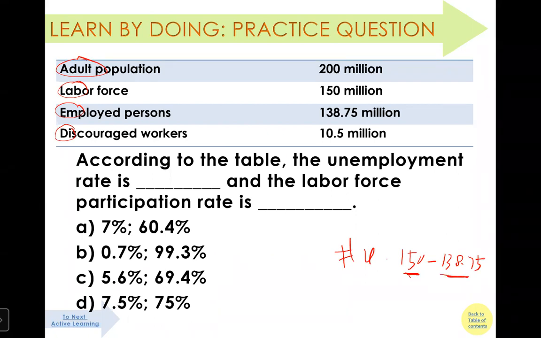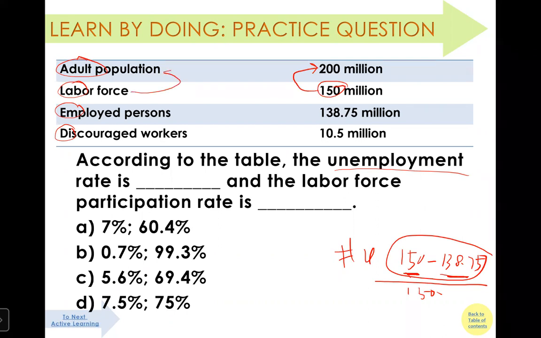Okay. So it asks, what is the unemployment rate? So we use this number divided by labor force. Next, what is the labor force participation rate? So we are going to use labor force divided by adult population. Okay, and then the answer is D. Right? So that's very straightforward.